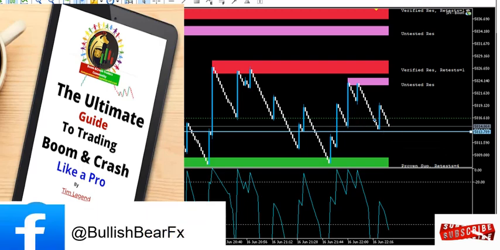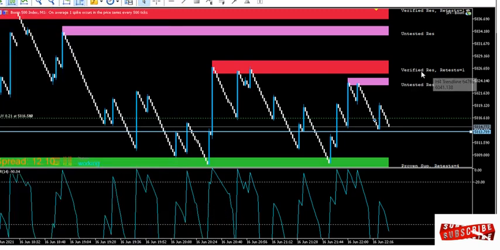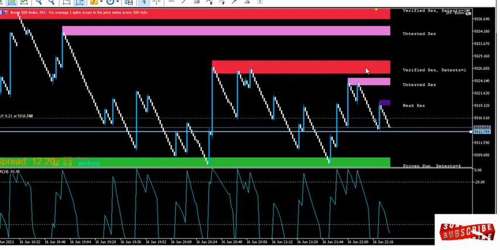You also want to understand what these labels written here mean. It says verified resistance. Why it tells you verified resistance is that price has gotten into a resistance zone 3 times. It has touched it a first time, a second time, and you can see a third time. So that's why it tells you verified resistance.